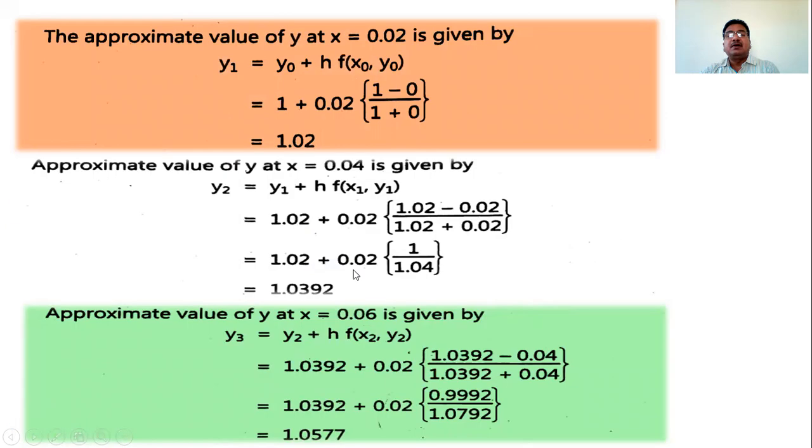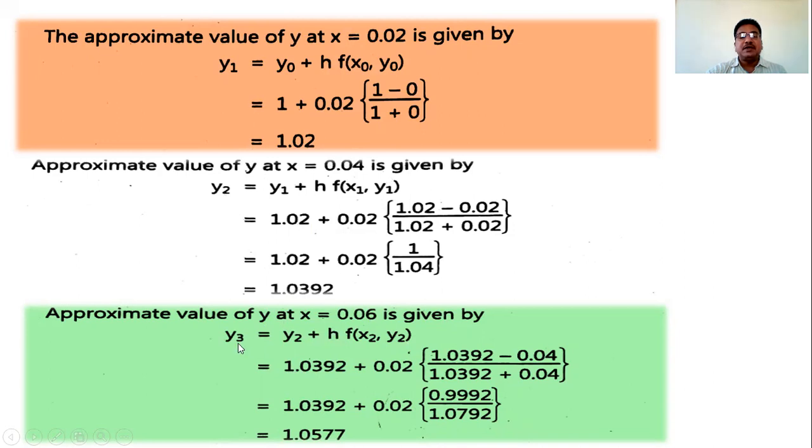So here x1 is 0.02, and 1.02 plus 0.02 times this, and then we have this answer, 1.0392. This is y2. This is the value of y at x equal to 0.04, that is at x2. Then the value of y at x equal to 0.06 is given by y3.